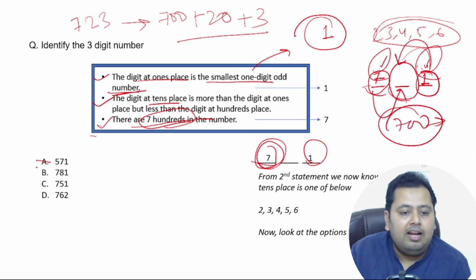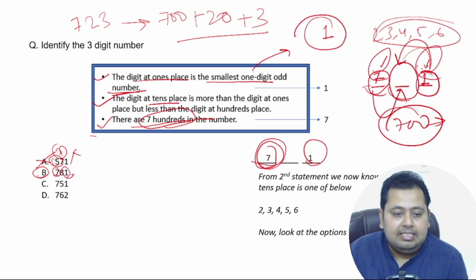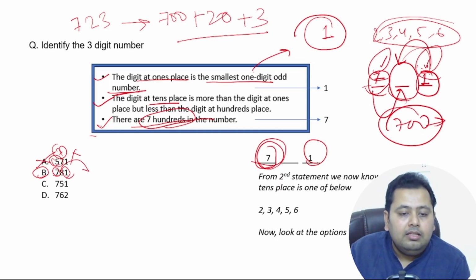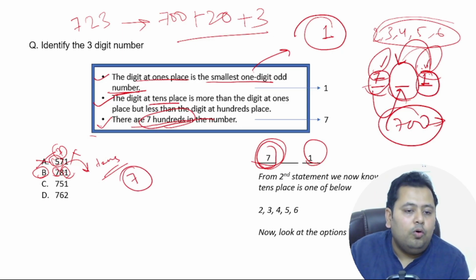answer. The first option cannot be the answer because the number at the hundreds place should be 7. So this is wrong. Option B says 7 is the hundreds place. That is correct. Ones place we have 1. That is correct. But in the tens place, what number should we have? We should have a number that is less than 7. But is 8 less than 7? No. So B cannot be the answer.